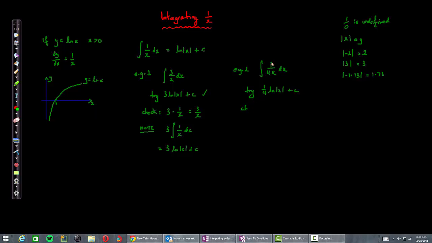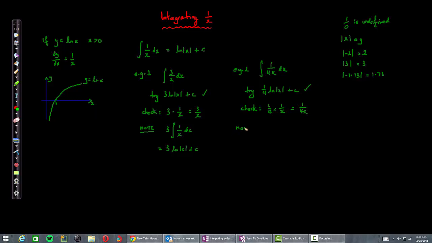Where's the quarter coming from? 1/4 there, 1 over 4. Okay, let's check that. Okay, and what do we see? Well, when we derive this function here, it's a quarter times 1 over x, derive the constant becomes 0, and yet we get 1 over 4x. So this is definitely the correct answer.